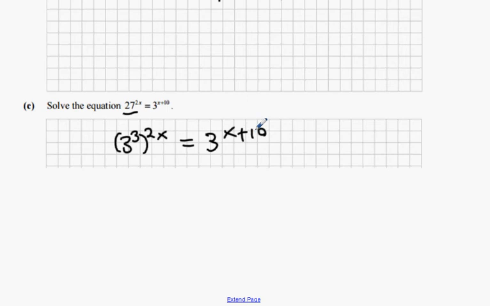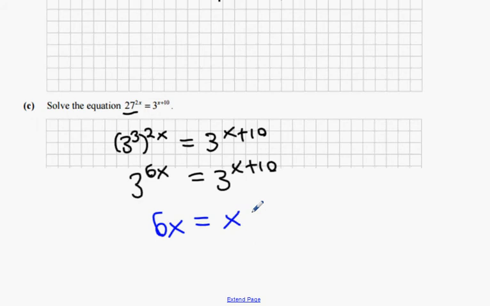Okay, now what rules do you do when you have 1 big number and 2 powers? The multiply rule, so it's 3 to the power of 6x equals 3 to the power of x plus 10. You then have to solve the equation 6x equals x plus 10. Move it over to your side. 5x equals 10. x will equal 2.